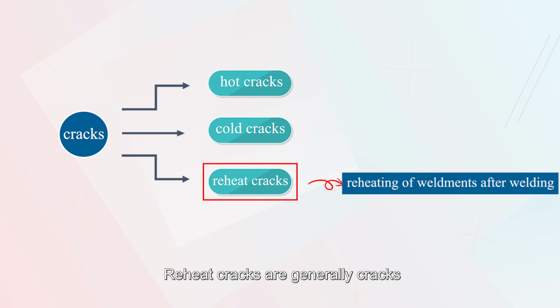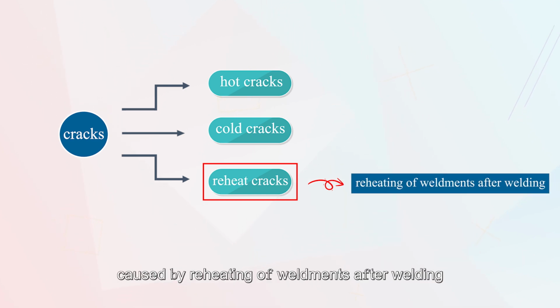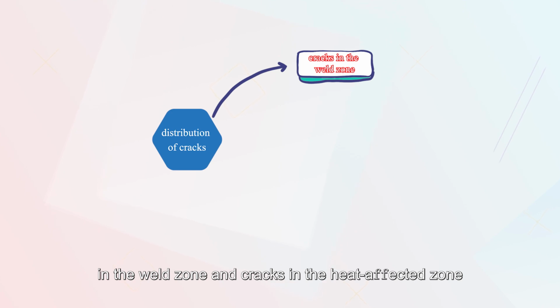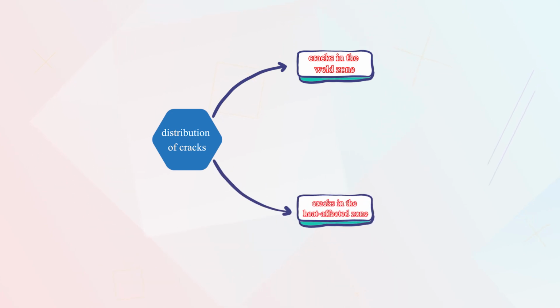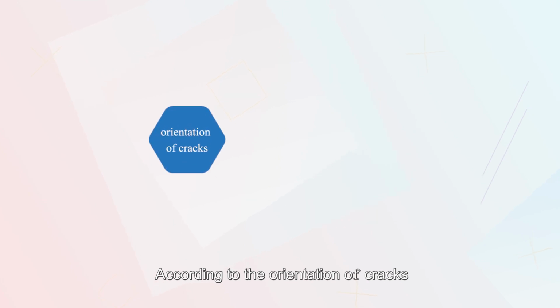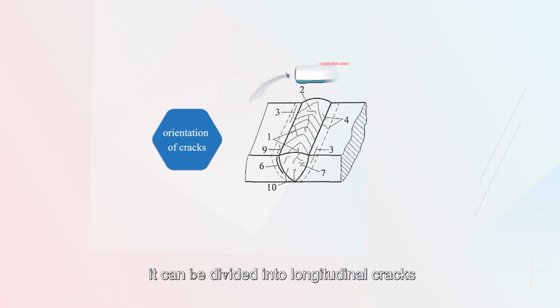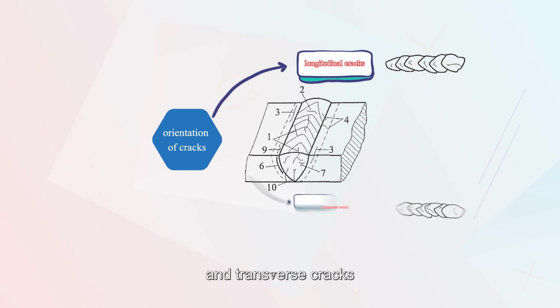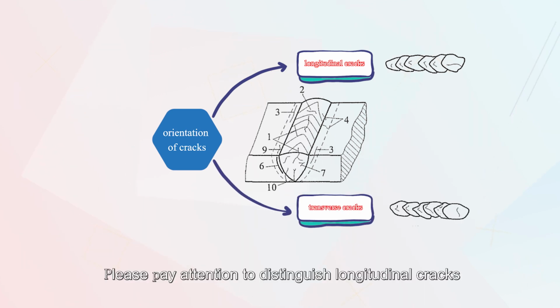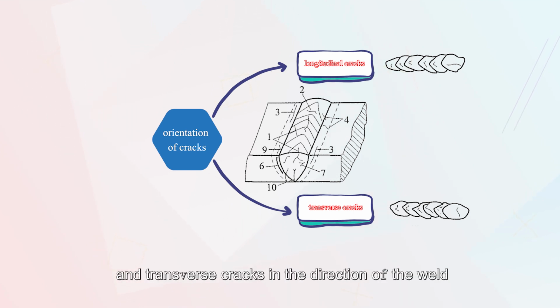Reheat cracks are generally cracks caused by reheating of weldments after welding. According to the distribution of cracks, they can also be divided into cracks in the weld zone and cracks in the heat-affected zone. According to the orientation of cracks, they may be divided into longitudinal cracks and transverse cracks. Please pay attention to distinguishing longitudinal cracks and transverse cracks in the direction of the weld.